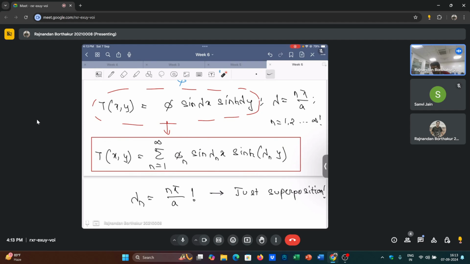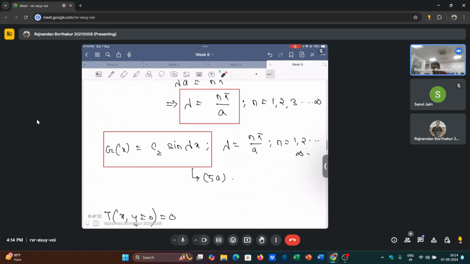So what is still left to be found out from this solution? See, this lambda n is known. We have already found out that lambda n is n pi by a. But we don't know what this phi n is, right? We still need to find out this phi n. So we'll obtain this from the one boundary condition which we have not used.